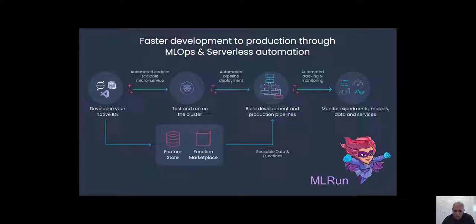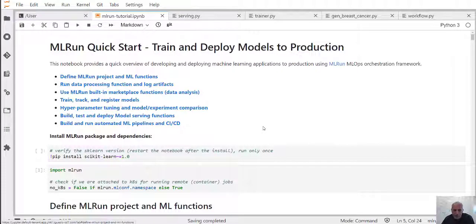In this tutorial, we're going to see how to build machine learning projects and deploy them to production using MLRun. We have several steps. The first step is building a project, which is the container for everything that we're going to do, the models, the code, and so on.